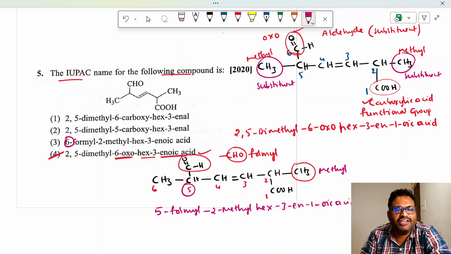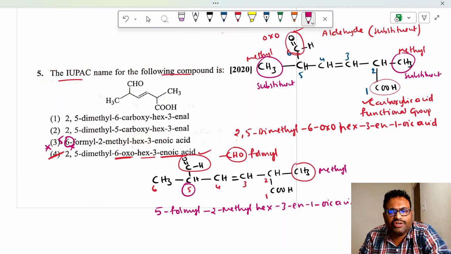You can find here 6-formyl 2-methyl hex 3-ene 1-oic acid. The difference is here it is given 6. If it is 5, this will also be the correct answer. Here it is given 6, so this is the wrong answer. So in this way also you can select. Okay. Let us move to the next question.